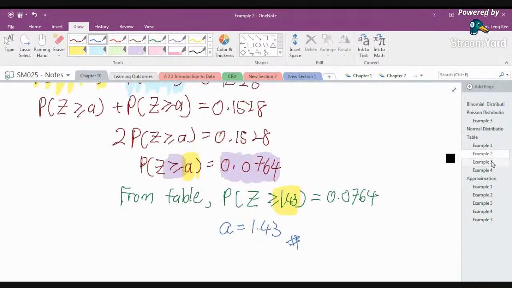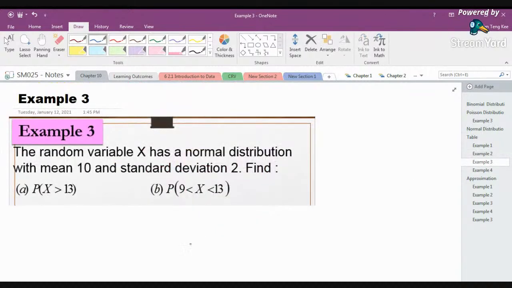Then we will go on with example number 3. Let's have a quick calculation on a simple example here to revise how we solve normal distribution problems where we need to involve standardization in our calculations.